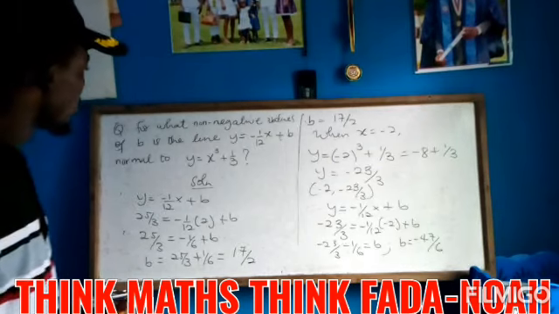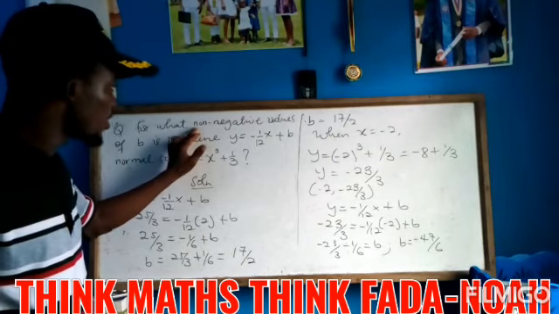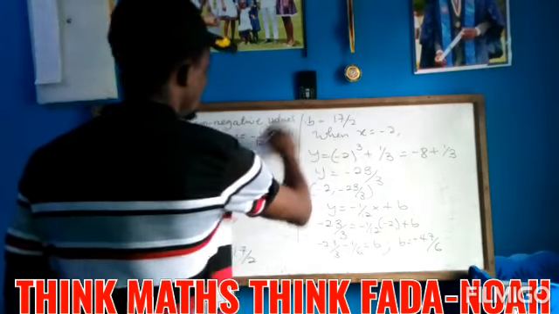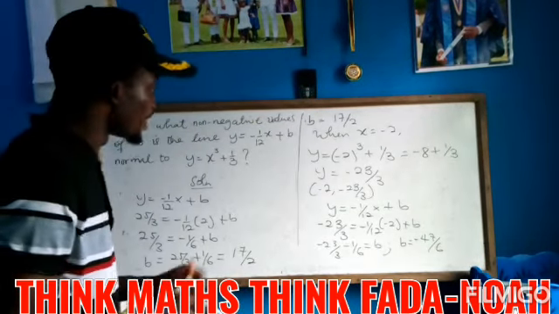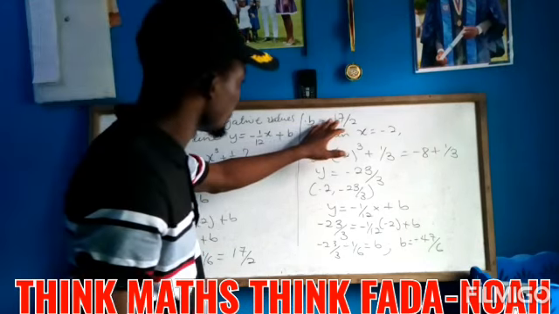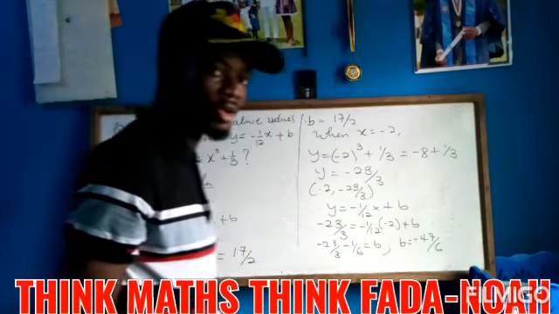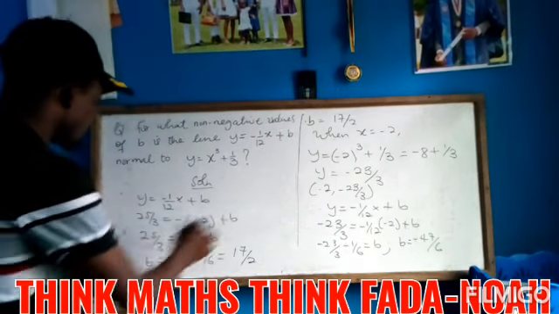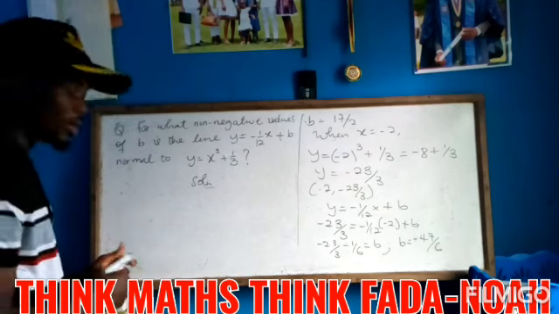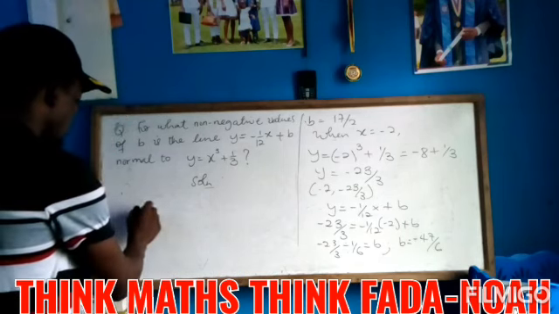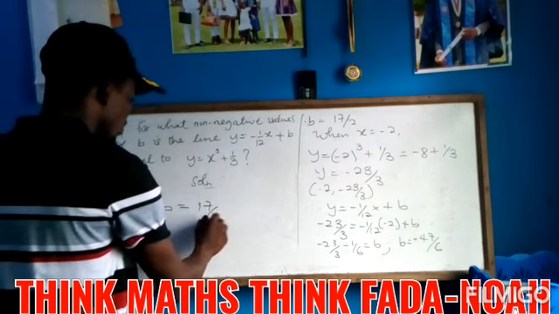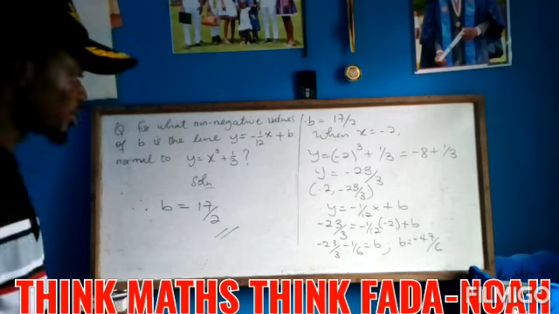Alright. So our question asks us to find the negative values of b. So when you look at the b values, here we have 17 over 2, here minus 47 over 6. Therefore, the b value that we want is the negative one, so our b is equal to minus 47 over 6. As simple as that.